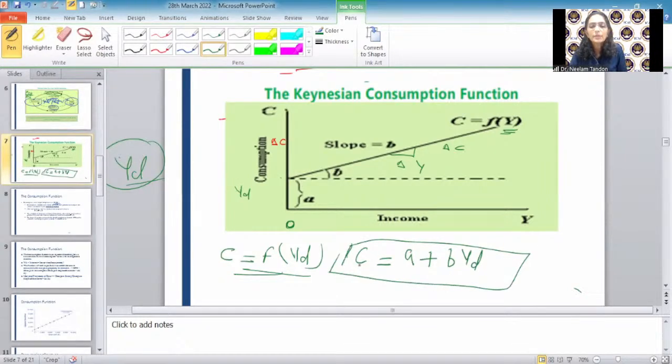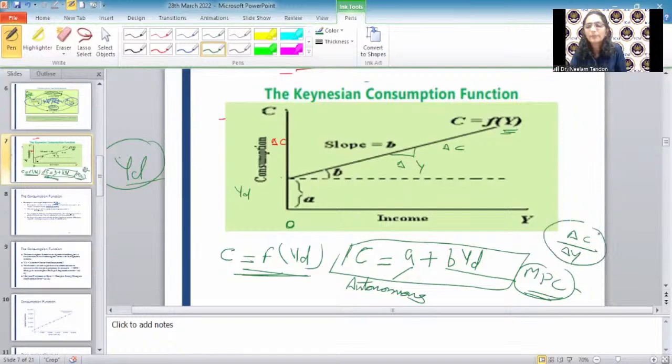So consumption is a function of disposable income, number one. Number two, the consumption function has two components. One is autonomous consumption, and B is marginal propensity to consume. Marginal propensity to consume is change in consumption to change in income. Okay, so this is the consumption function.